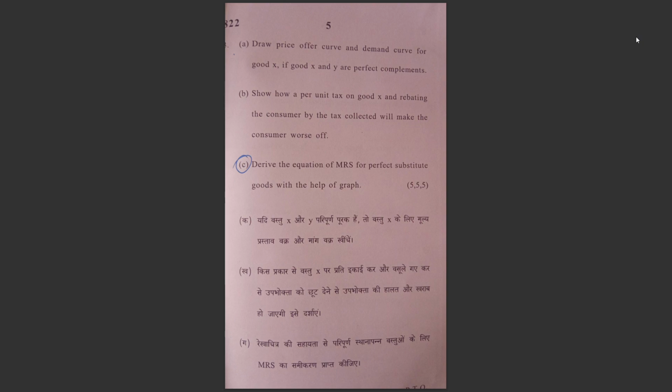B: show how a per unit tax on good X and rebating the consumer by the tax collected will make the consumer worse off. I haven't posted a video on rebating yet, but by today or tomorrow I'll be posting a video on rebating tax. That's from the chapter of the Slutsky equation, I guess. So yes, we will be posting a video on that. Then C: derive the equation of MRS for perfect substitute goods with the help of a graph.